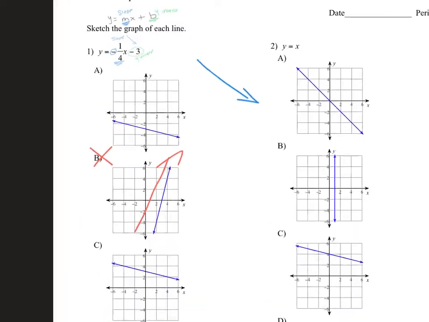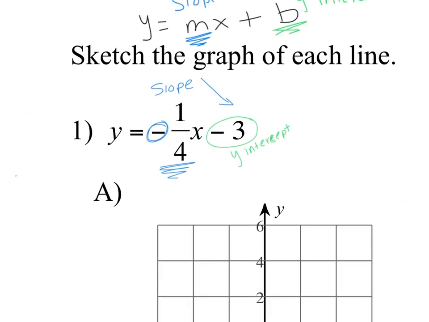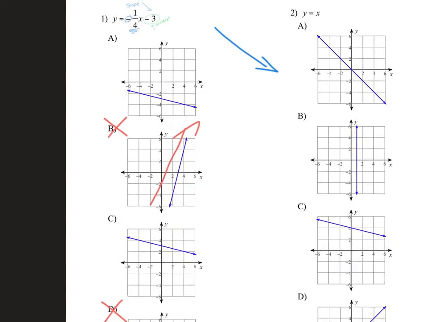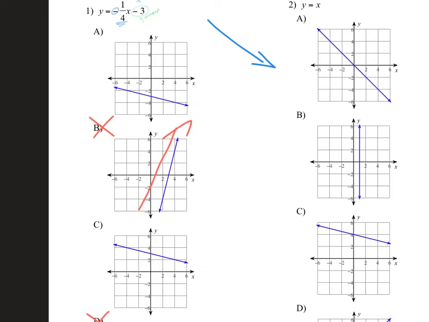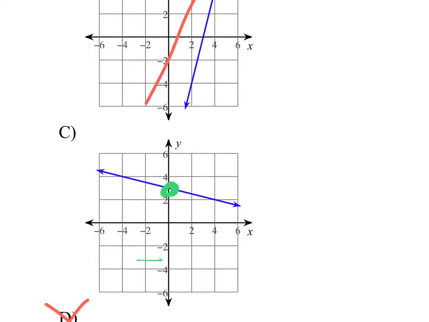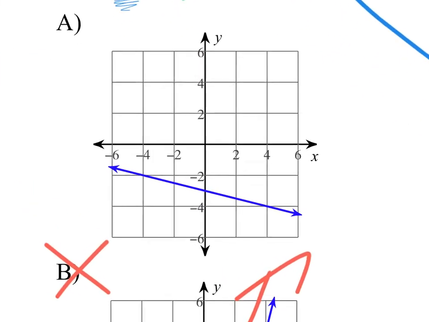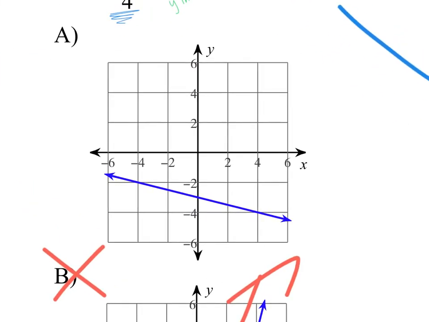Then recall that the y-intercept, the place that it hits the y-axis, should be at -3. If I zoom back out, I notice that between the A and the C that's left, this graph hits the y-axis not at -3, because -3 would be down here. It hits at a +3. So that one can't be the right one either. However, I'm going to double check. I'm not going to just mark A. I'm going to double check so I can be reasonably assured that it's probably right.